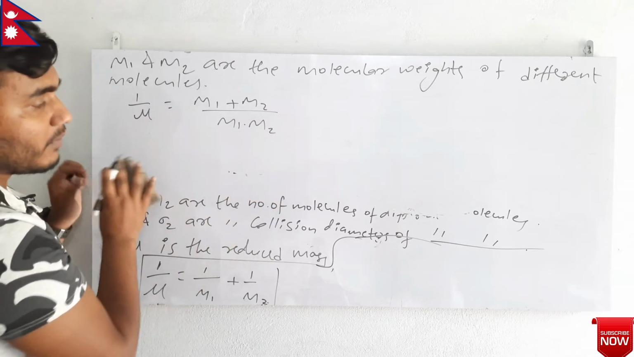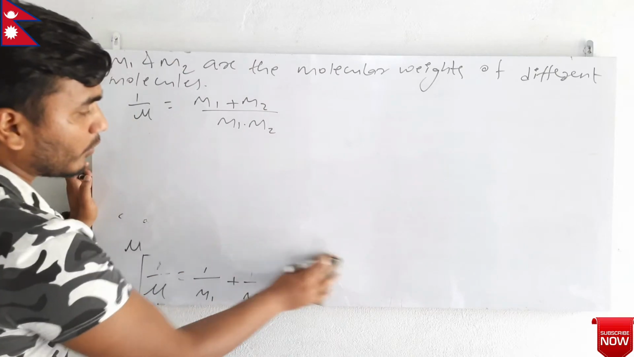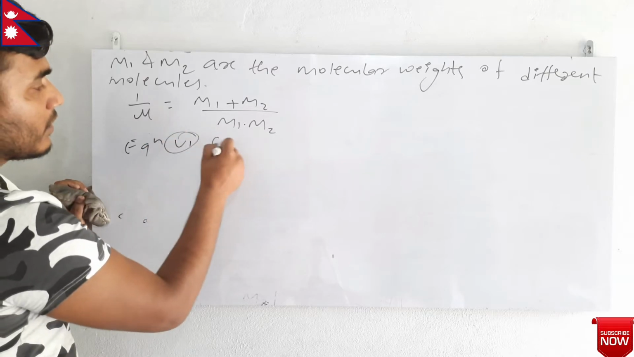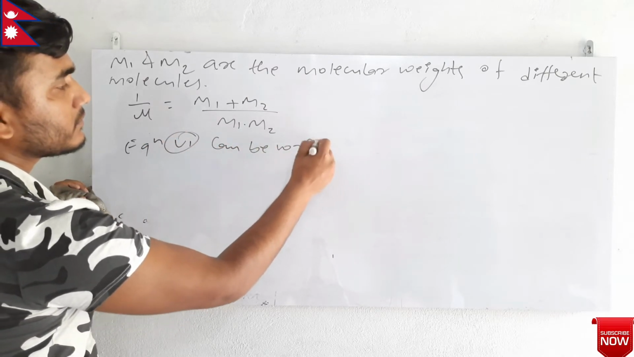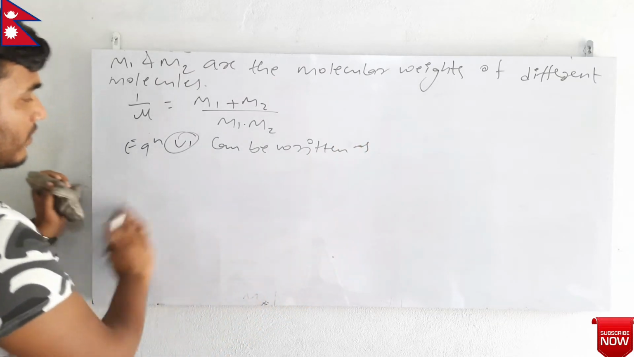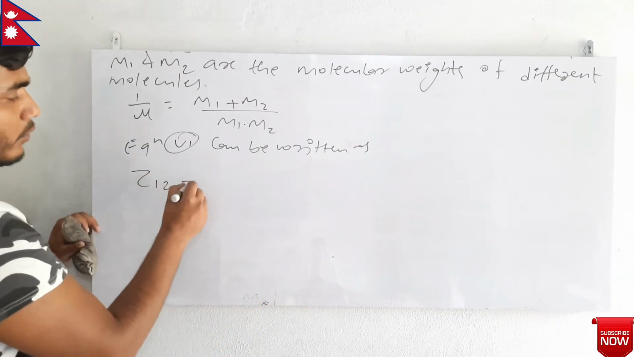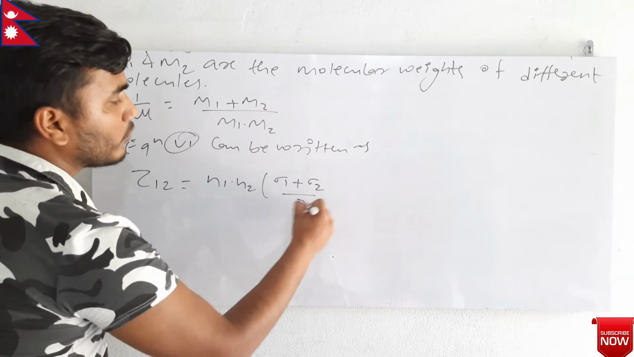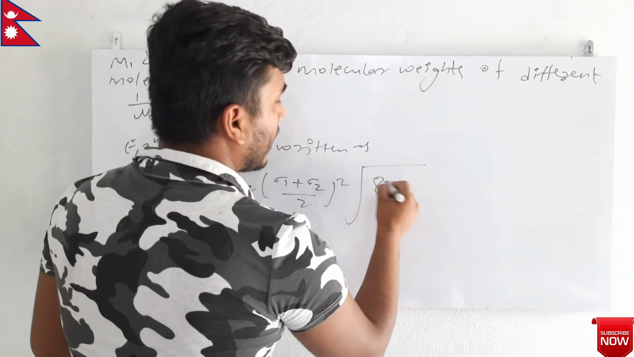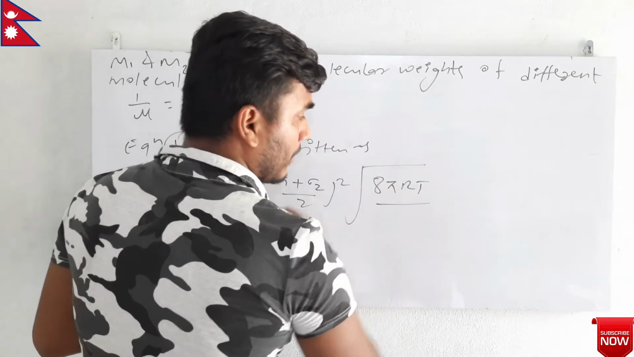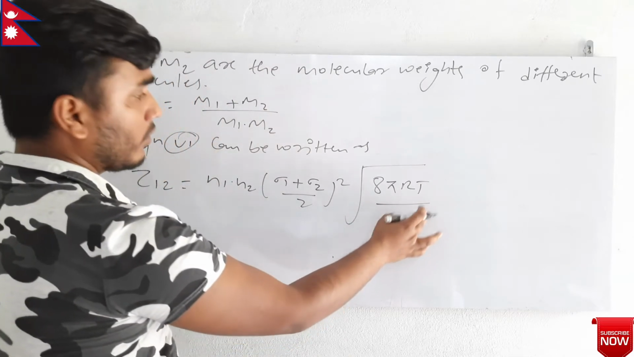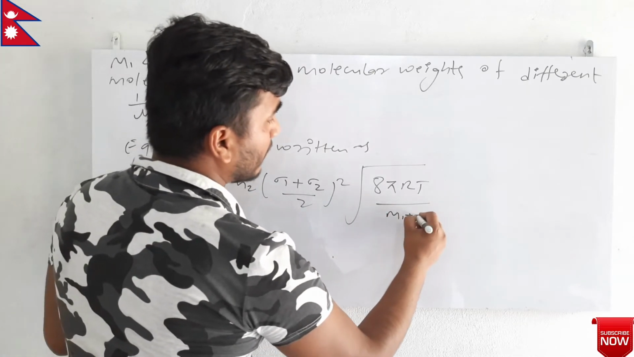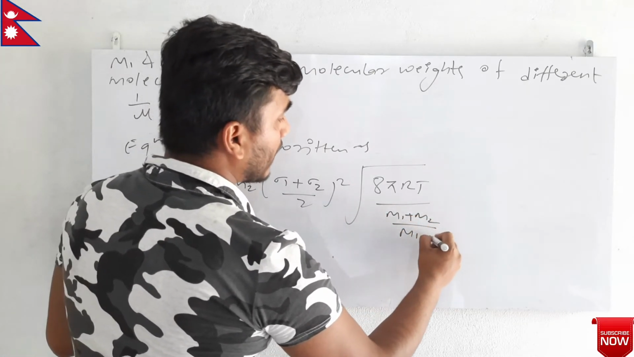So equation number 6, whatever we had written, can be written as follows. Equation number 6 was Z12 is equal to n1 dot n2 into sigma 1 plus sigma 2 by 2's whole square, root under 8 pi RT by mu, right? And in place of 1 by mu, we can write this value, m1 plus m2 by m1 dot m2.